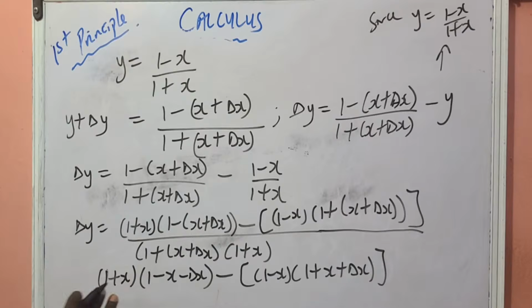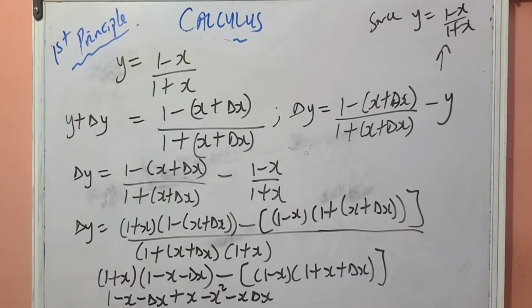Now I want to go on to open the two. I want to open them together now. So I want to have 1 times 1, that's 1, minus, not plus now, minus. Because 1 times minus x is minus x. 1 times minus the change in x is minus the change in x. Then I have x times 1, I have x. x times minus x, I have minus x squared. Then x times minus the change in x is minus x times the change in x.